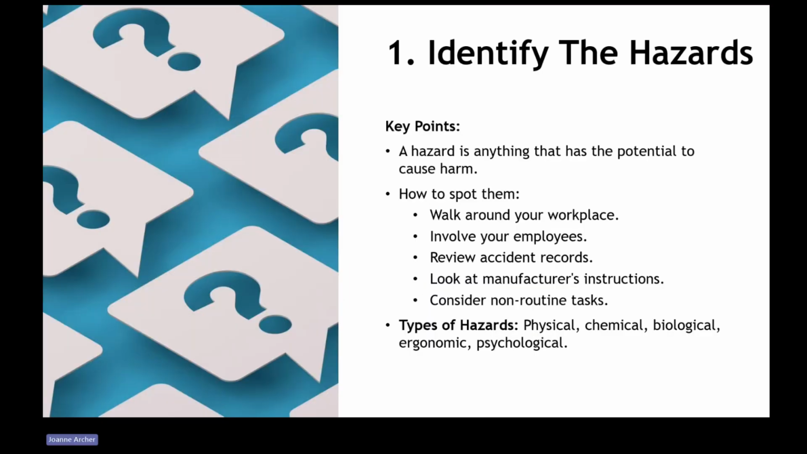So number 1, the what if question. This step is all about asking what could go wrong. A hazard isn't the accident itself, it's the potential for an accident. For example, a wet floor or a trailing cable is a hazard. A slip and fall is the outcome of that hazard.